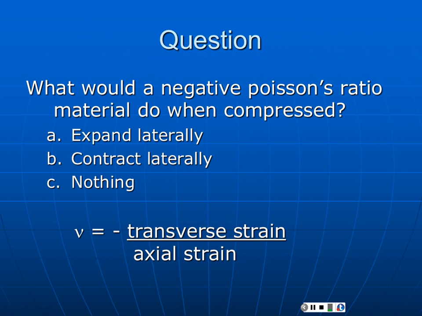Now, that leads to a question. What would a negative Poisson's ratio material do if you compress it? If you could make a material that violated these laws and had a negative Poisson's ratio, if you compress it, what's it going to do? Well, normally compression means lateral expansion, but that would be a positive Poisson's ratio material. If it's a negative Poisson's ratio material, that means the signs of the two strains are the same. So a compression strain is negative. That means my lateral strain is going to be negative as well. We're going to get contraction, okay? Not something that you are used to seeing.